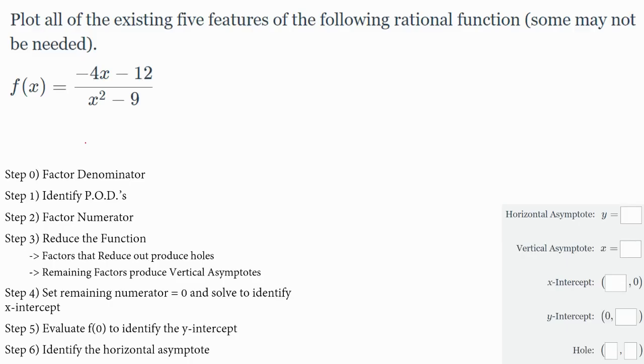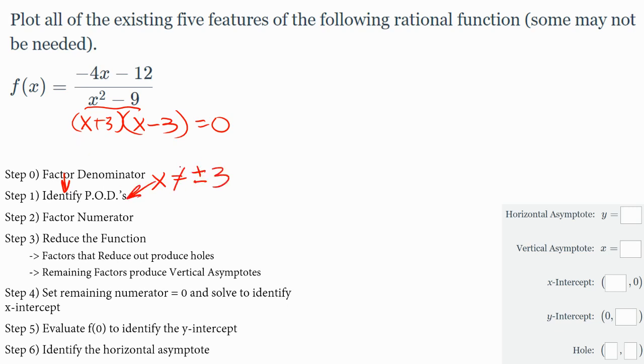All right, on this next one, we're going to roll through our steps, and we've got a little bit more factoring in our future. We got a difference of squares on the bottom. So factoring the denominator to identify our points of discontinuity, we'll have that special difference of squares. So x plus 3, x minus 3. And we set those equal to 0, and we get x equals plus and minus 3. Are the points of discontinuity.